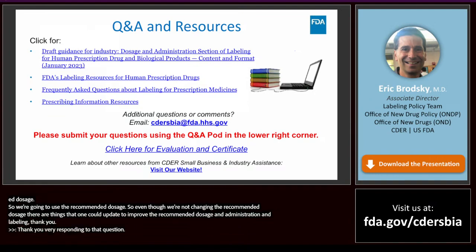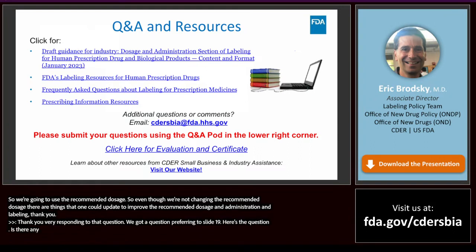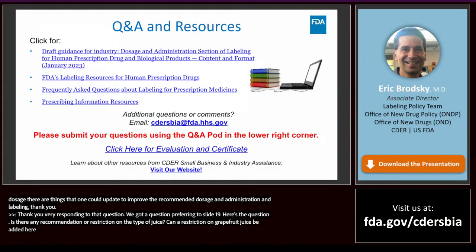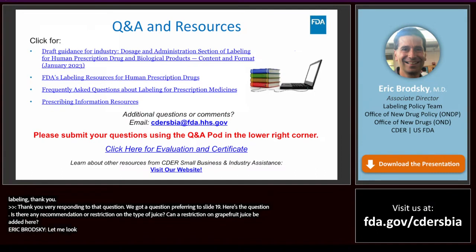We got a question referring to slide 19, and here's the question. Is there any recommendation or restriction on the type of juice? Can a restriction on grapefruit juice be added here? Okay, let me look at slide 19. Okay, so the question refers to the use of liquids and or soft solids as mixtures for administration of certain products.